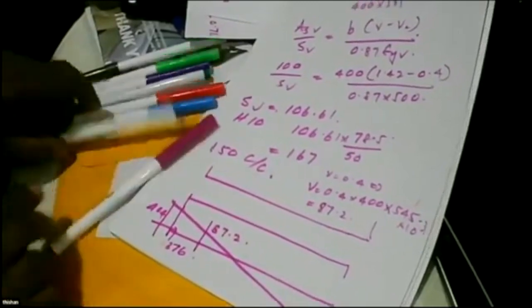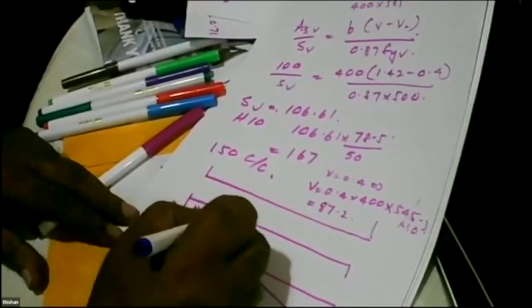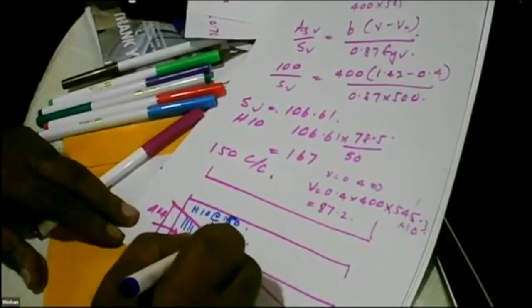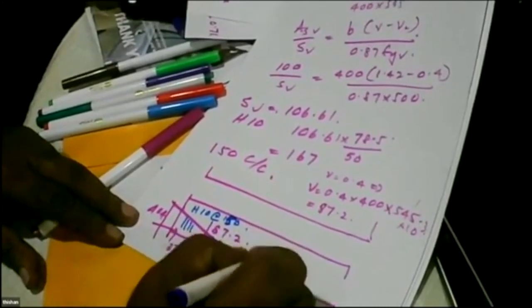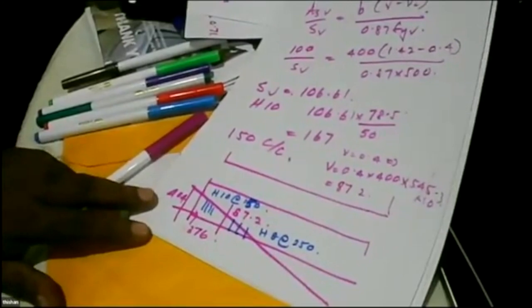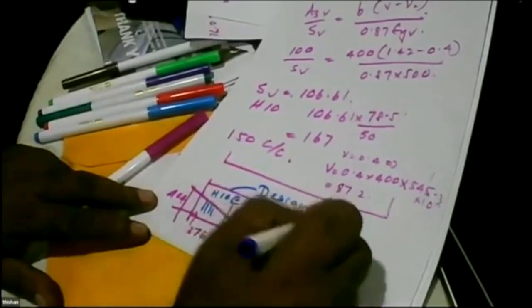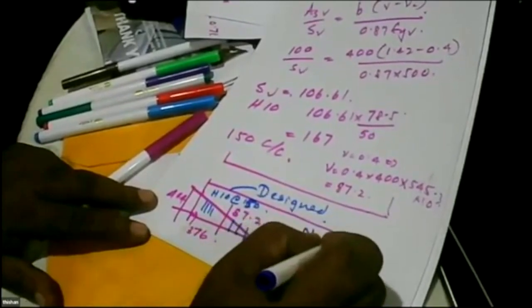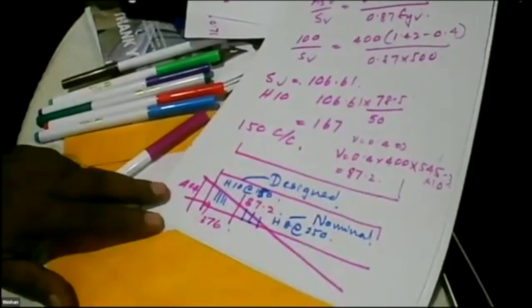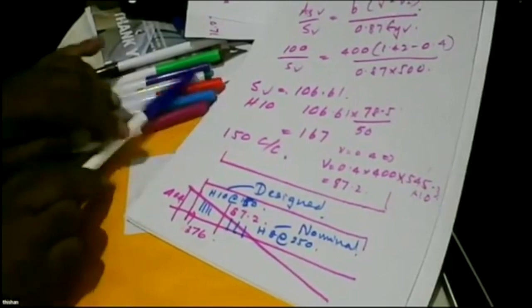So what are you going to provide? Here, H10 at 150. Here, H8 at 250. So you can decide where you are going to provide nominal links, where you are going to provide design links. So here, design. Here, nominal. Is that clear, Mandukar? Yes, clear, sir. When the shear force is low, we can go for nominal links. When the shear force is high, we must design the links.